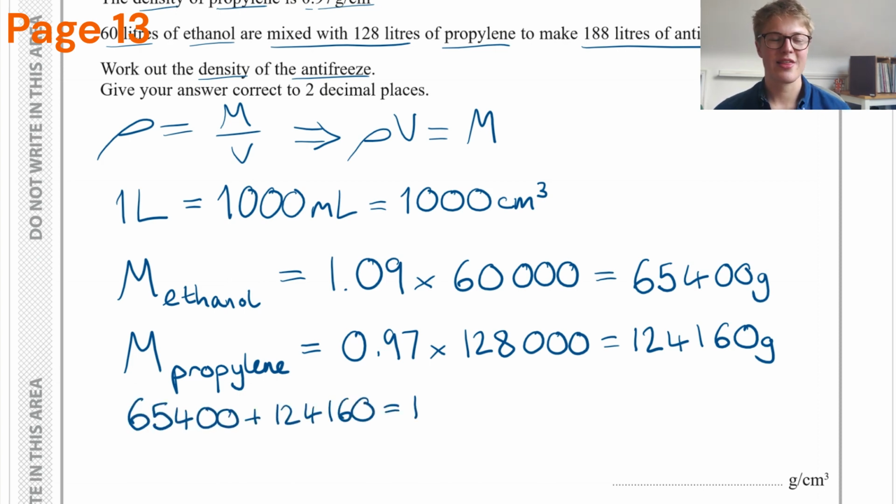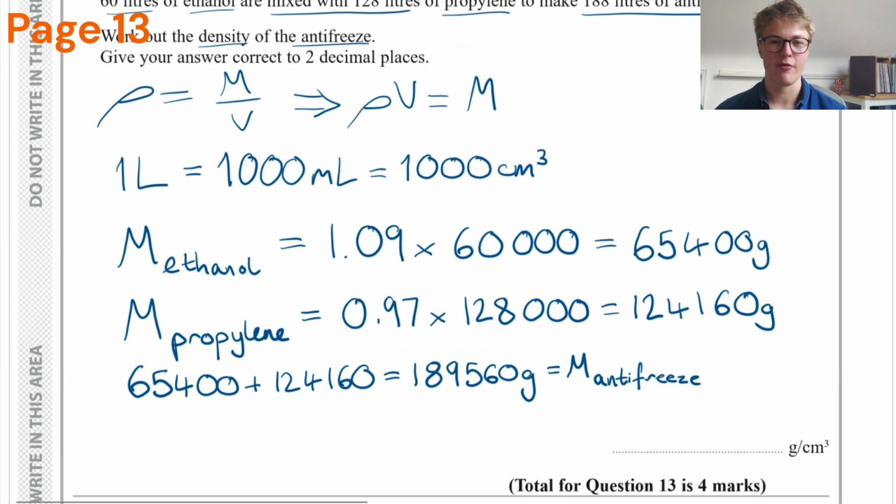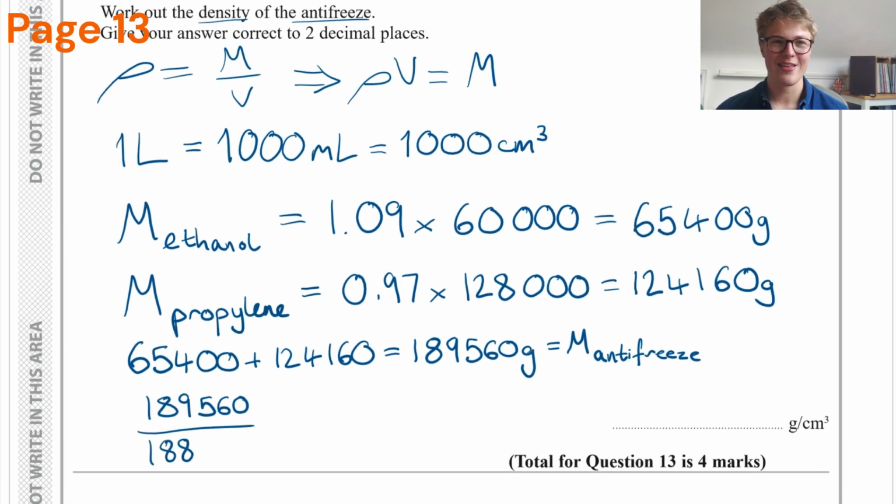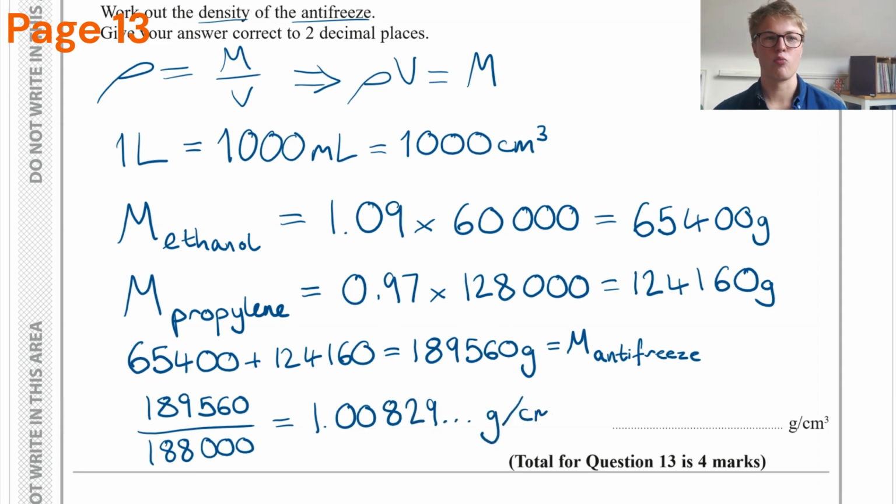124,160 grams. We need to add the mass of the ethanol and the propylene together to give us the mass of the antifreeze, which is 189,560 grams. To calculate the density, we then need to do the mass of the antifreeze divided by the volume of the antifreeze. That's 189,560 divided by 188,000. This gives us 1.00829, which rounds to 1.01 grams per centimetre cubed.